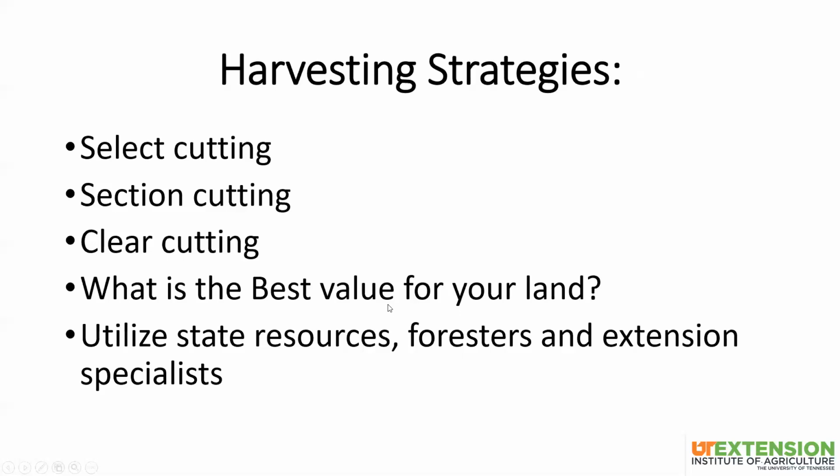So it might be better off in some cases to do section cutting, which would be just taking an area, taking all the trees off, and then working on a reestablishment plan. Clear cutting is another option, which is just like it sounds, everything comes off. So what's the best for your land for the value? It's hard to say. That's where the work comes into play as far as the management part of it, managing those resources.